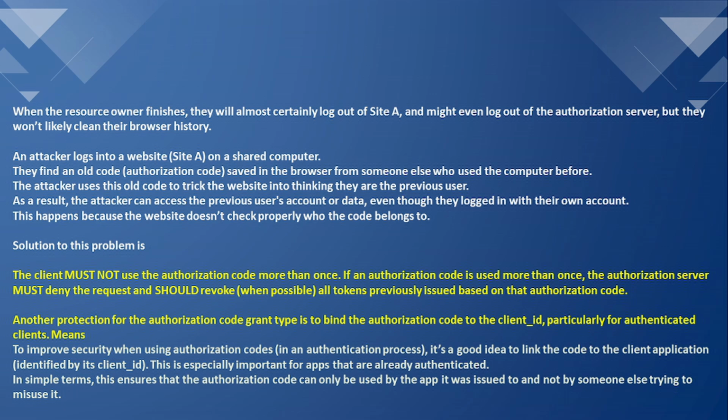We know, right, what is happening here. So what is the reason? The browser history hasn't been cleared. It's a shared computer. Another person came and used the old code to trick the website into thinking they are the previous user. That means the attacker has access to the authorization code and then just uses that and sends it to the website, right? So basically, why did this happen? Because the website doesn't check properly who the code belongs to. That means I'm talking about the website.